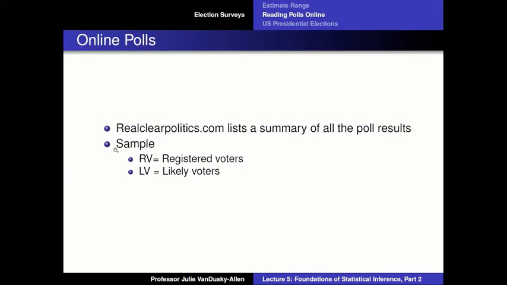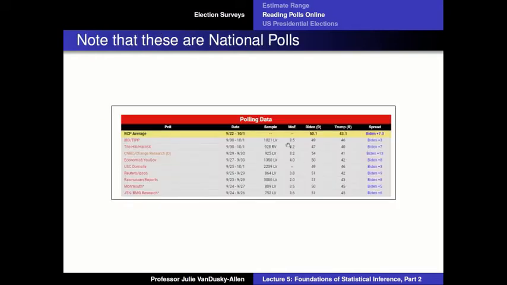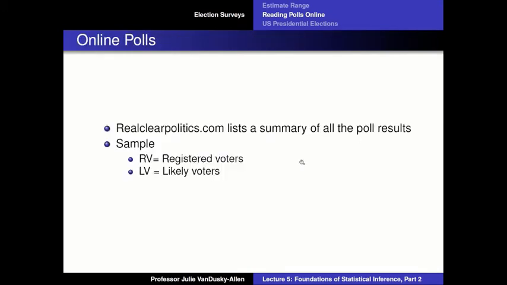In terms of the sample column here, you'll see two letters, LV or RV. So when pollsters poll voters, they don't want to poll everybody. They just want to poll people that they think are going to vote. So there's two ways you could figure out who's going to vote. You could just look at registered voters, because you need to be registered to vote.